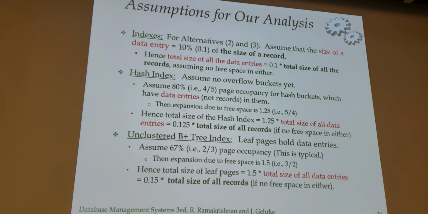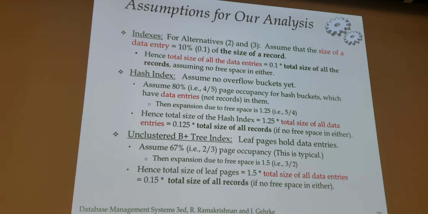In practice, it won't be exactly 1/10. Have to throw in another parameter. It's just easy to use a fixed number, 1/10. If it's something else, then you have to play with that. So the size of an individual data entry is 1/10 the size of a record. And the total size, if there were no free space, of all the data entries would be 1/10 the total size of all the records if there were no free space, okay?